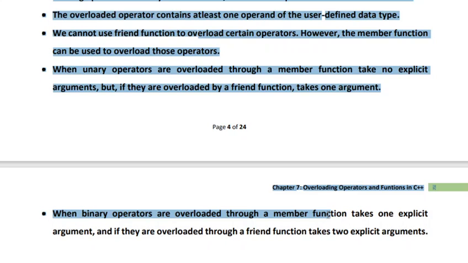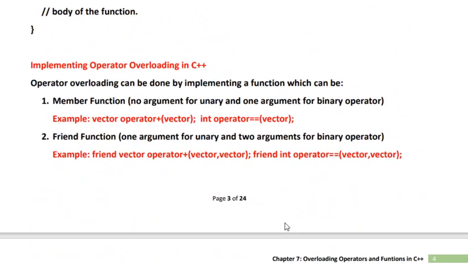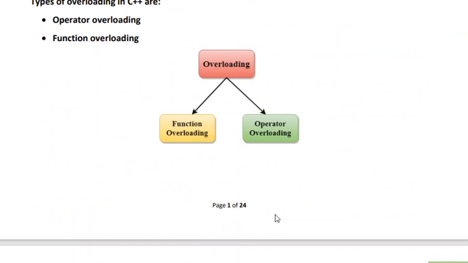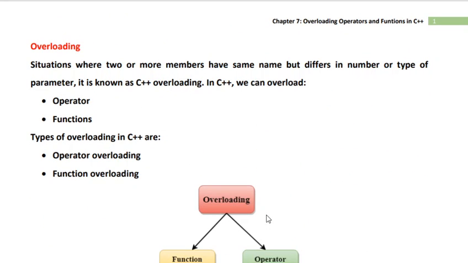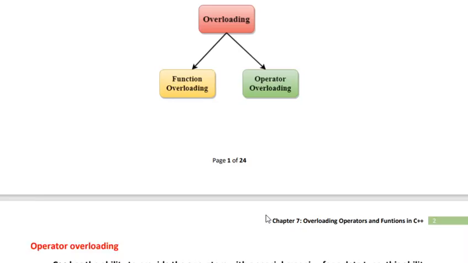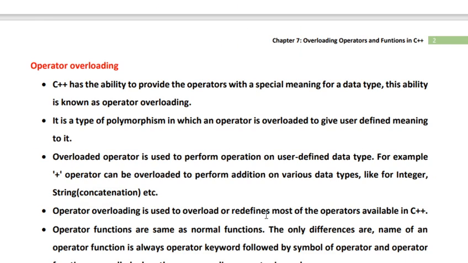And if it's overloaded through a friend function, what we need to have is two explicit arguments. So till now, we have learned what overloading is. We have learned about different types of overloading. We have learned about operator overloading, right?